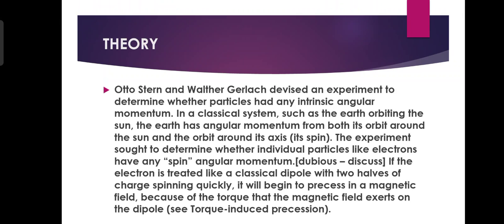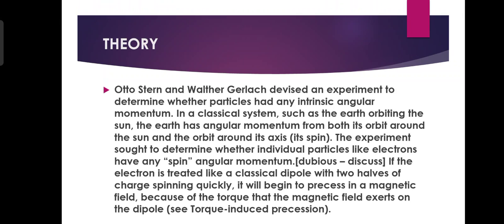So, theory. Otto Stern and Walter Gerlach devised an experiment to determine whether particles had any intrinsic angular momentum, as in a classical system such as the Earth orbiting the Sun. The Earth has angular momentum from both its orbit around the Sun and its rotation around its axis. The experiment sought to determine whether individual particles like the electron have any spin angular momentum.